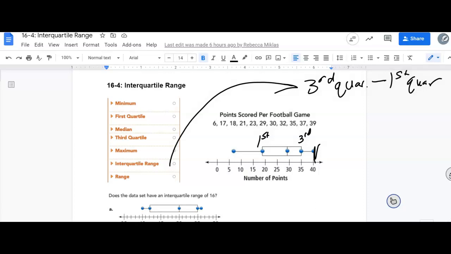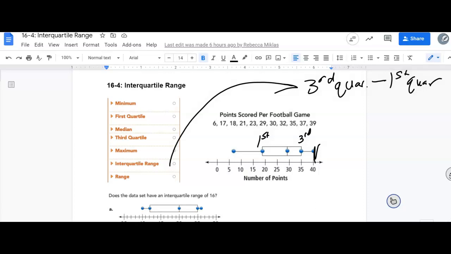Okay. Is the median the range the same thing? Median is in the middle of the data set. Anyone else?